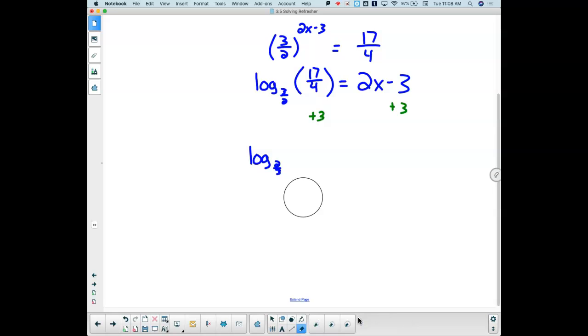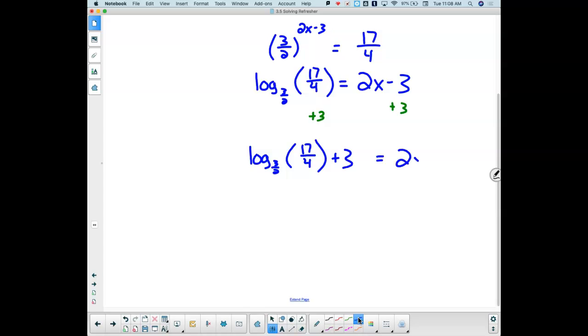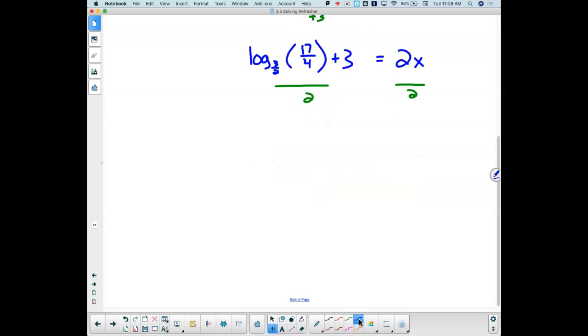Oops, I put 2/3, not 3 halves. Divide everything by 2. And so then that gives me x here is going to equal, if I was exact, log base 3 halves of 17/4 plus 3, then all of that divided by 2.